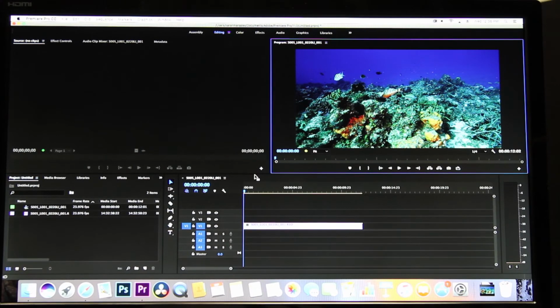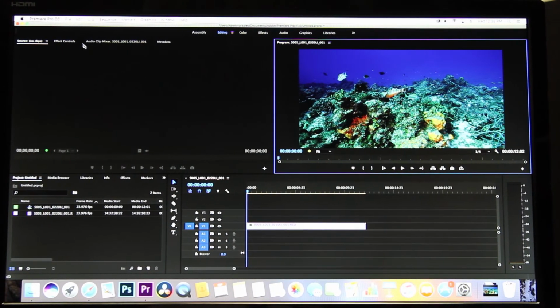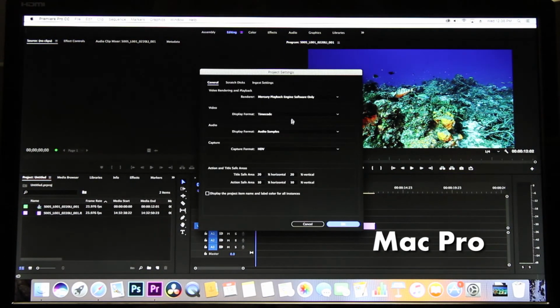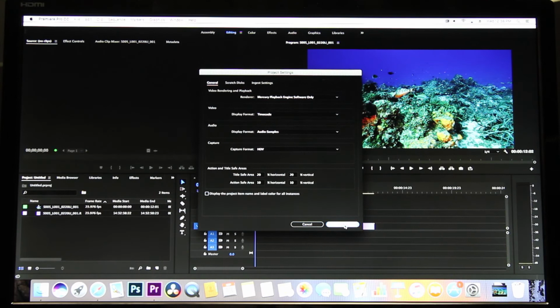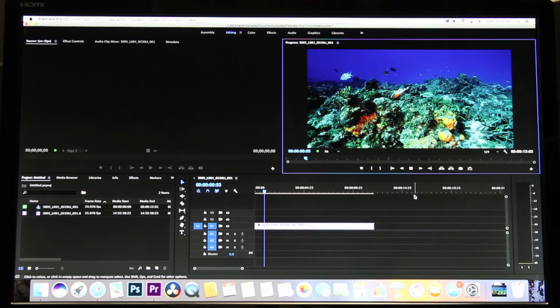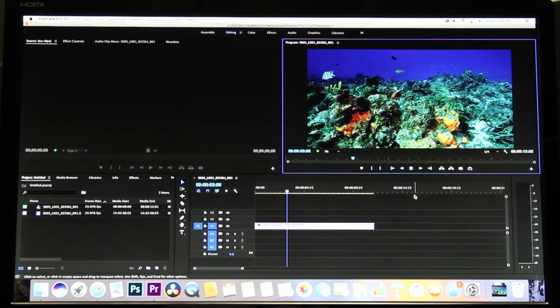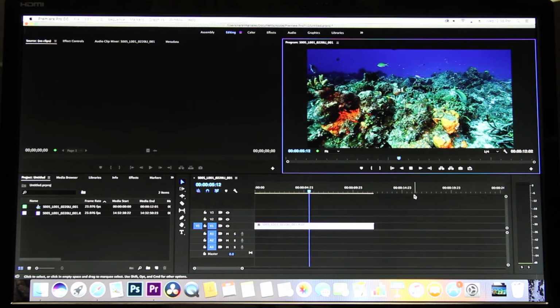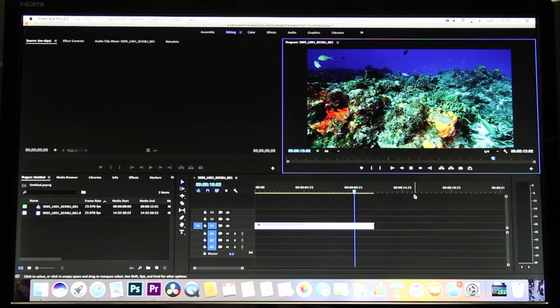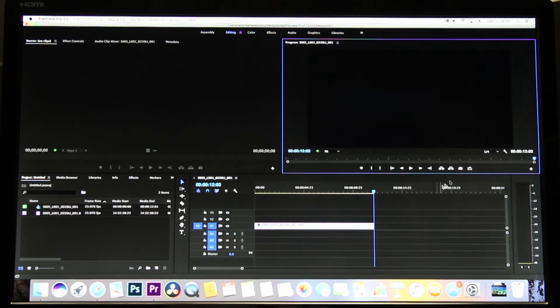So let's try our same test with this RAID footage on the Mac. We're going to go to our project settings and we're going to check. We're in the software only, and we're at a 4th resolution. And we can see that it plays the 4th resolution without drop frames. Let's try half resolution.